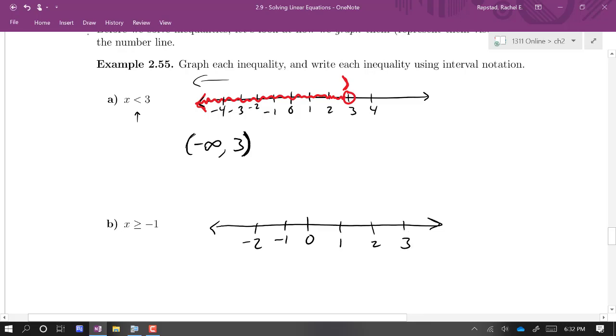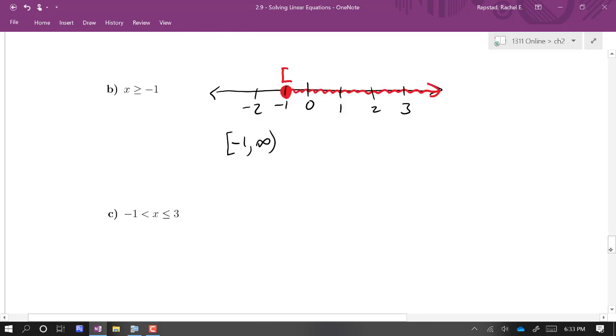So greater than or equal to -1. Greater than means their value is on this side, but this time they're allowed to be equal to, so I'm going to use a solid dot. Other people might choose to write that as a hard bracket, and they mean the same thing. In interval notation, I'm going to use a hard bracket, square bracket, -1, comma, infinity. So that represents that range of values for x.